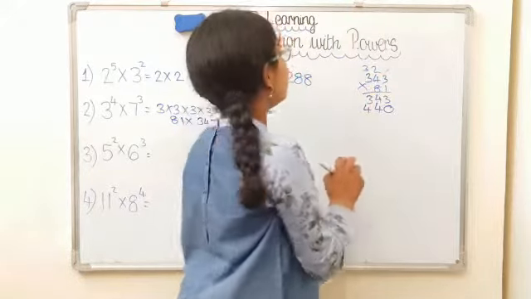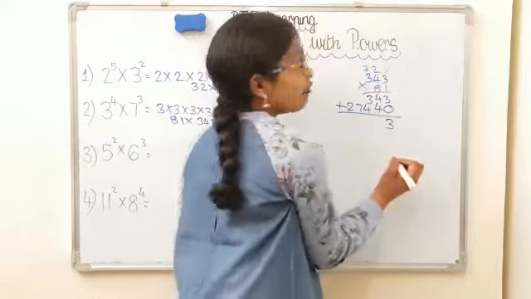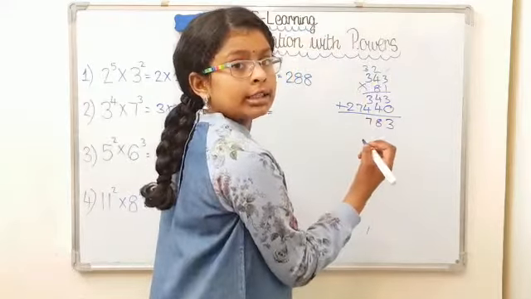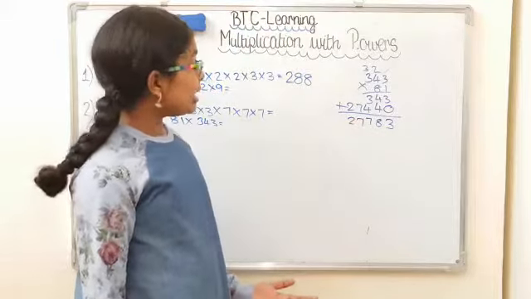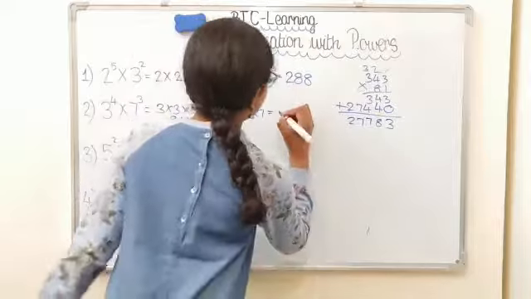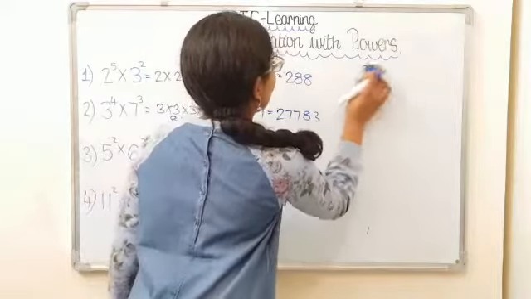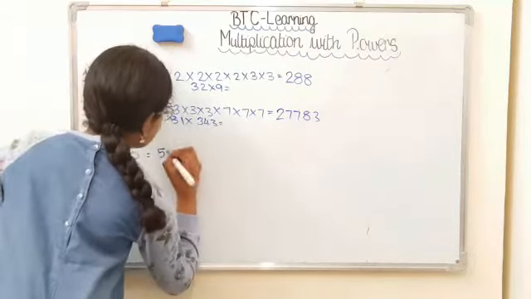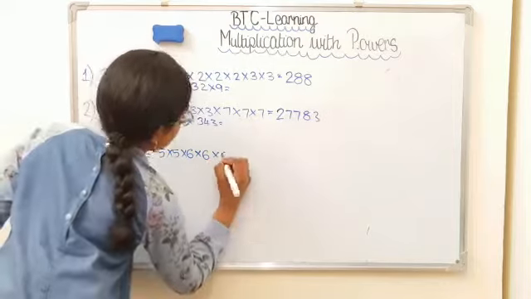8 times 3 equals 24. Add the 3, it is a 27. I'm going to add it. 3 plus 0 equals 3. 4 plus 4 equals 8. 3 plus 4 equals 7. 7 and nothing is 7. 2 and nothing is 2. So our answer is 27,783.